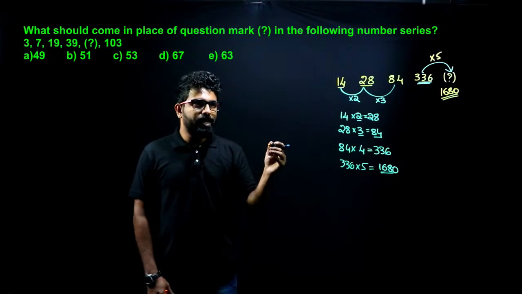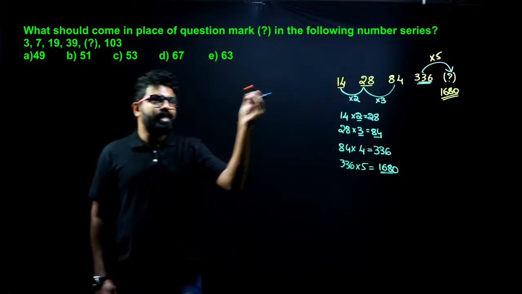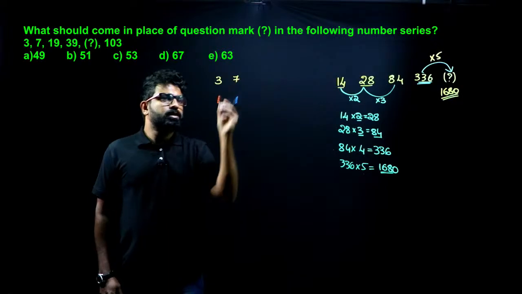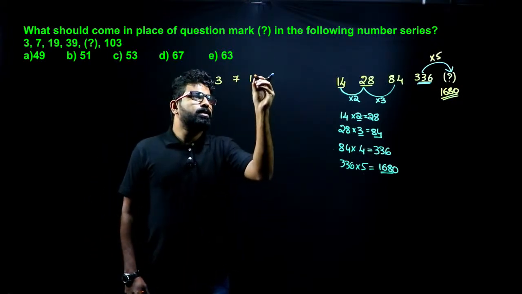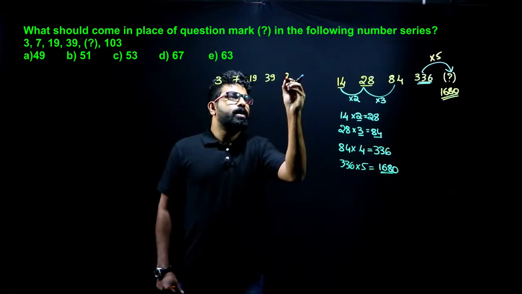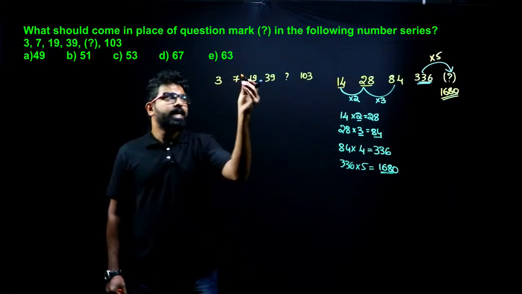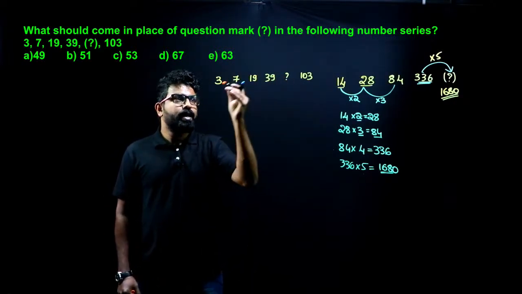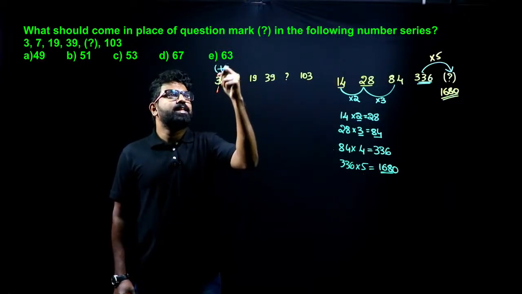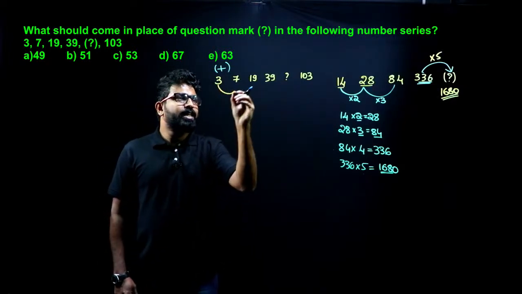What's our next question here? The next series here goes like this: 3, 7, 19, 39. There's a missing term here. And then there's 103. Look at the terms. They're increasing and they're increasing gradually. And the difference is not very big. So there is addition involved within the series. Since there is addition involved, I'll quickly start taking the difference here.